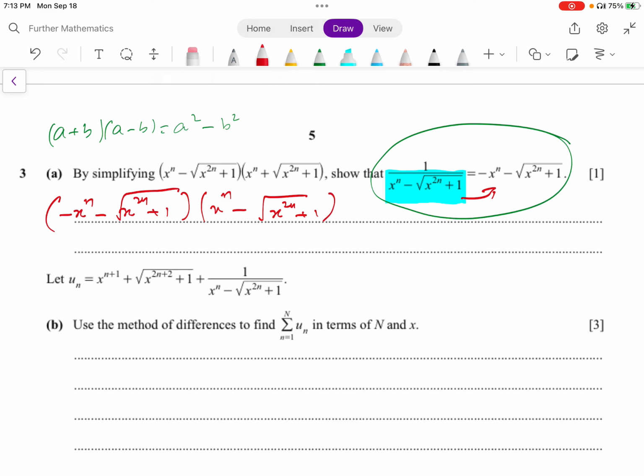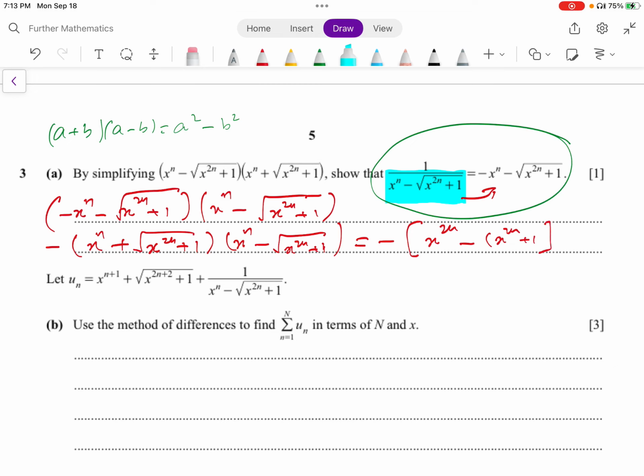Now if we take the minus sign common from the first bracket, we'll have x to the power n plus the square root of x to the power 2n plus 1, and we have this other bracket, which gives you the identity of a plus b and a minus b. So if we use the identity, keeping the minus sign outside, we are going to get x to the power 2n minus the bracket x to the power 2n plus 1.